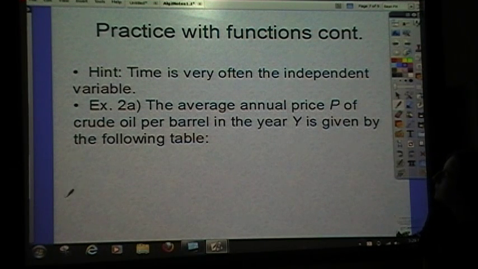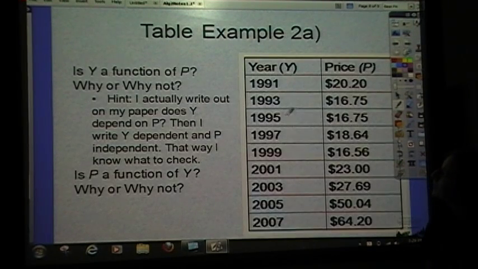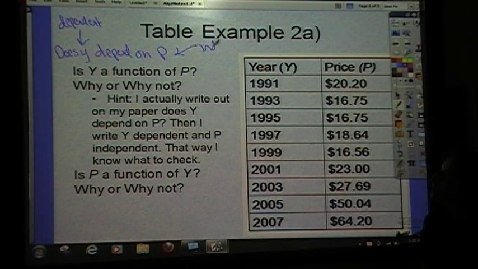Here's a really good example. The average annual price of crude oil per barrel in the year Y is given by the following table. So let's look at this table. Here are the years. Here's the price per barrel. Is Y a function of P? Again, you're going to be asked this question a lot, so you need to make sure you know what you're doing. This is asking, does Y depend on P? So that would make Y dependent and P independent.